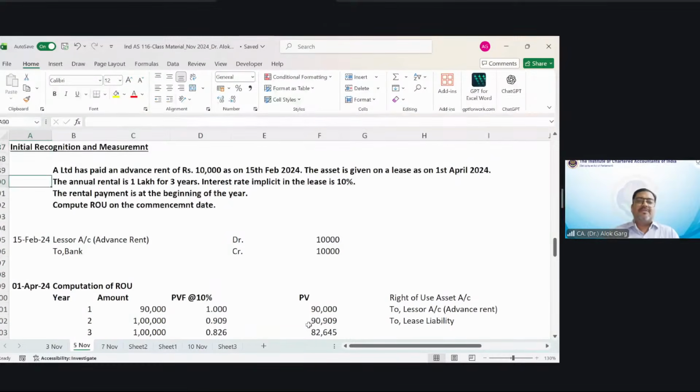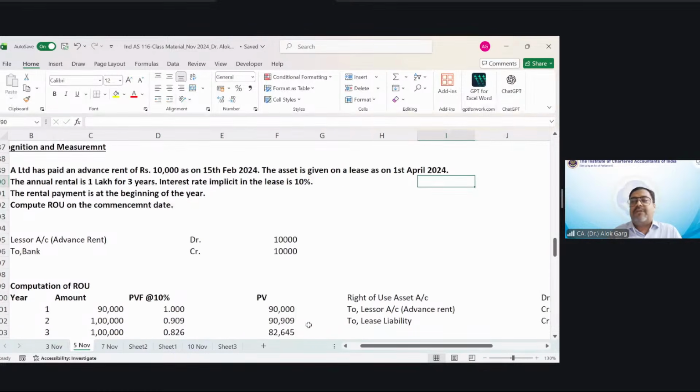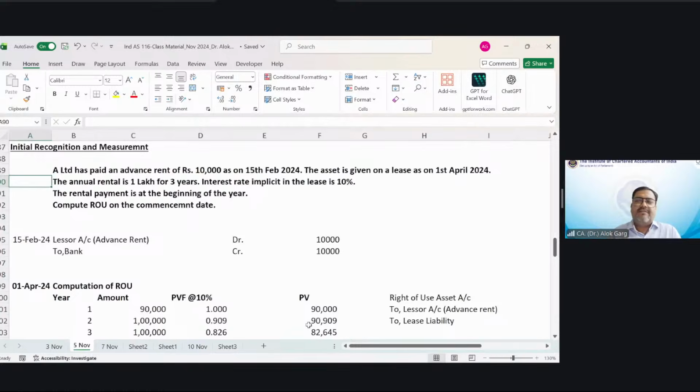Let's discuss this question. A Limited has paid an advance rent of 10,000 on 15th February. The asset is given on a lease on 1st April 2024. So he has given an advance. The annual rental is 1 lakh for 3 years. Interest rate implicit in the lease is 10%. Rental payment is at the beginning of the year. Compute ROU on the commencement date.